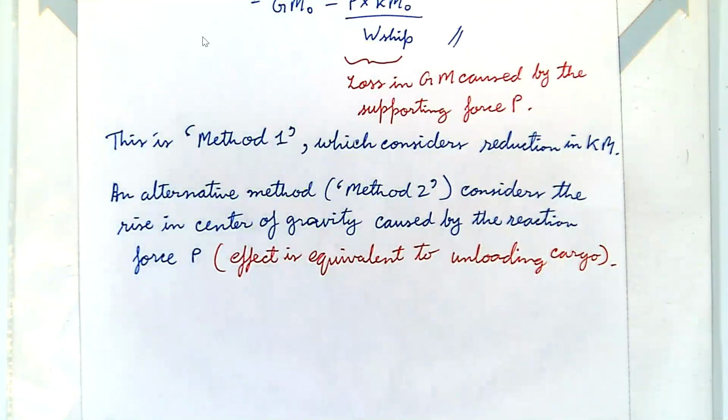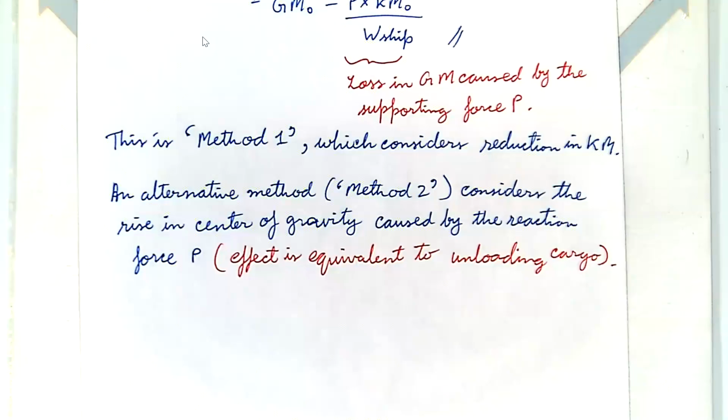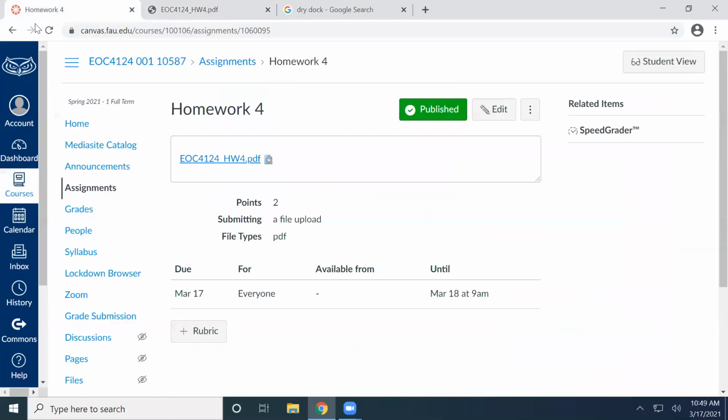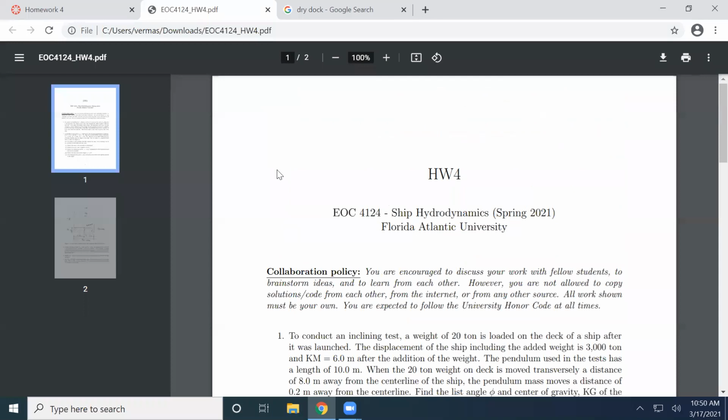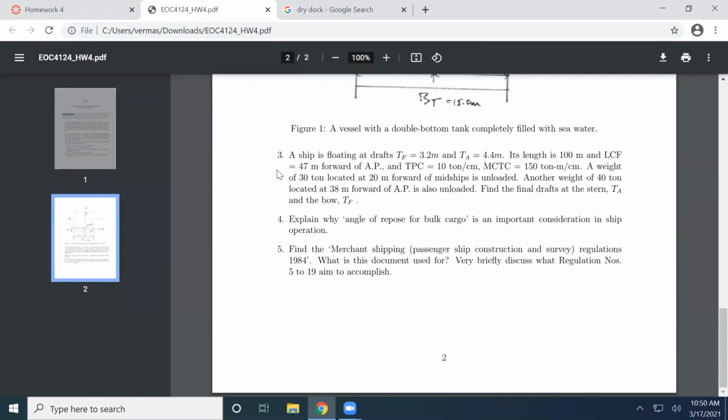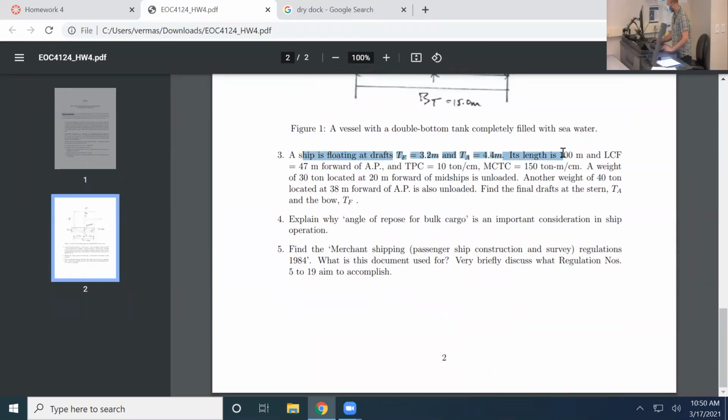Professor, yeah. I had a question actually regarding the homework 4. I'm having some issues kind of understanding or visualizing problem 3. Is there any chance you have time to do like a quick free body diagram? Ship is floating, okay, MCTC, okay. Oh yeah, so that's very similar to what we did in class.